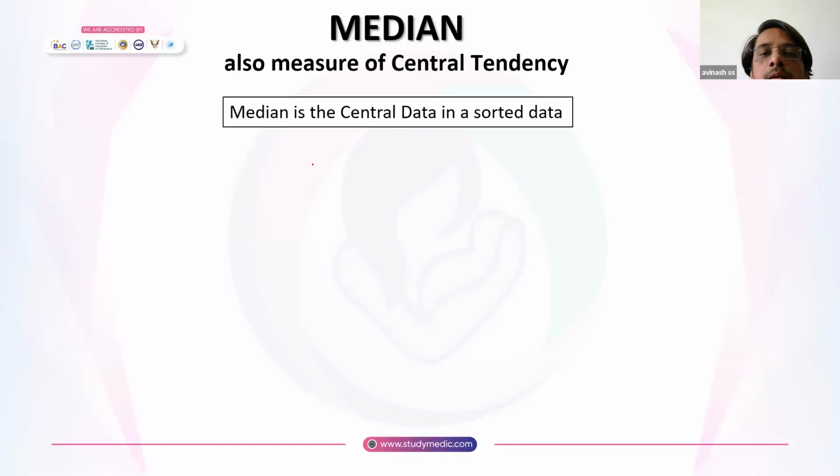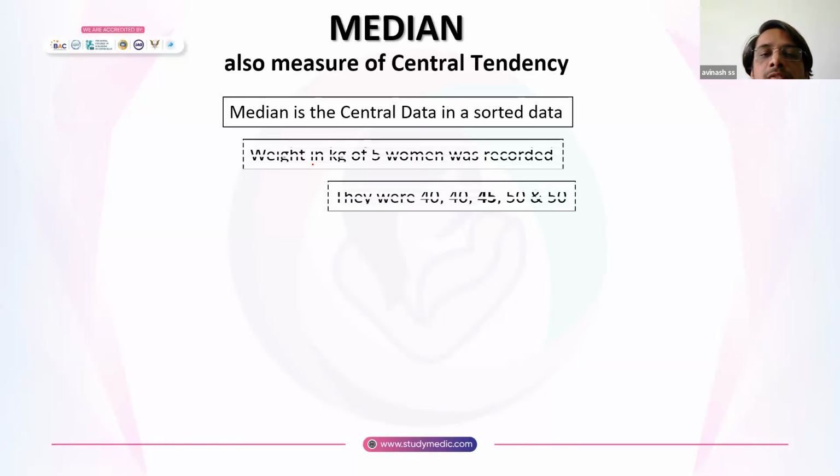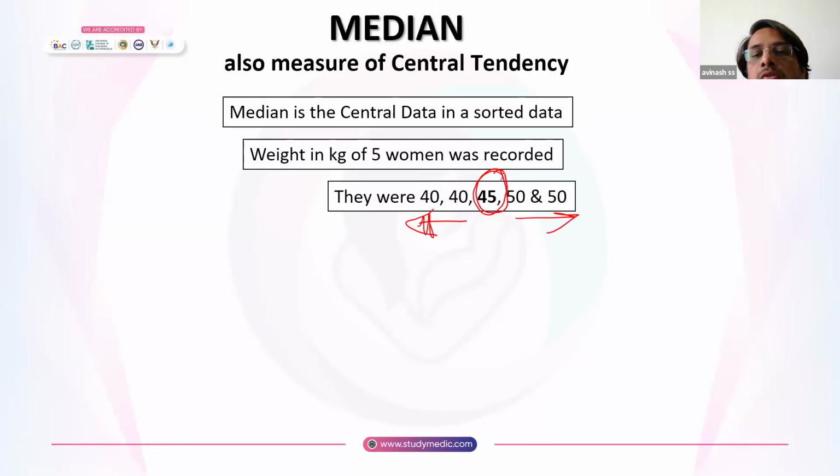Median is also a measure of central tendency. It is the most central data. How do we calculate median? Suppose these are the data of the weight of the women from a sample. First, we have to sort it in increasing or decreasing order. Then we have to find the centralmost number. Visually itself, when you sort it out, you can find that the centralmost number is 45 because on either side an equal number of data exists. Okay, so 45 is the median.